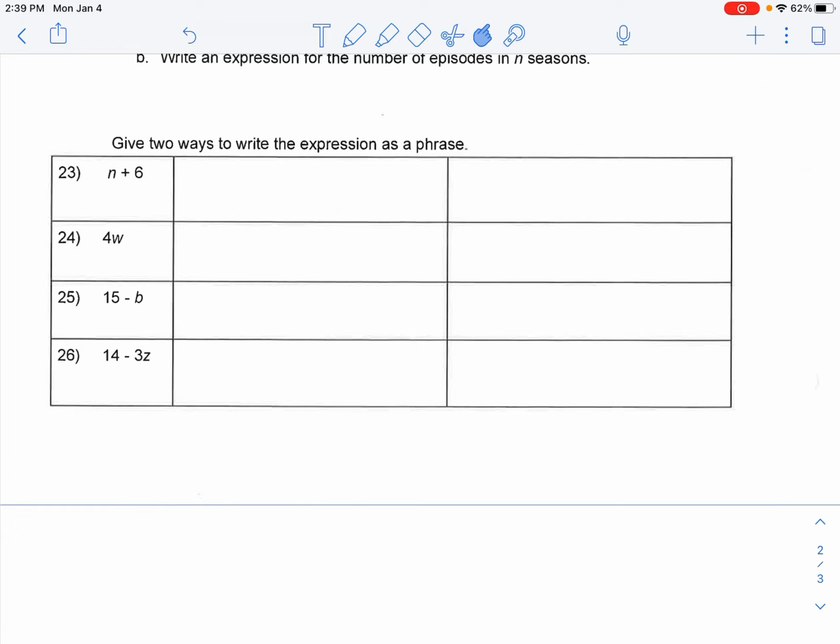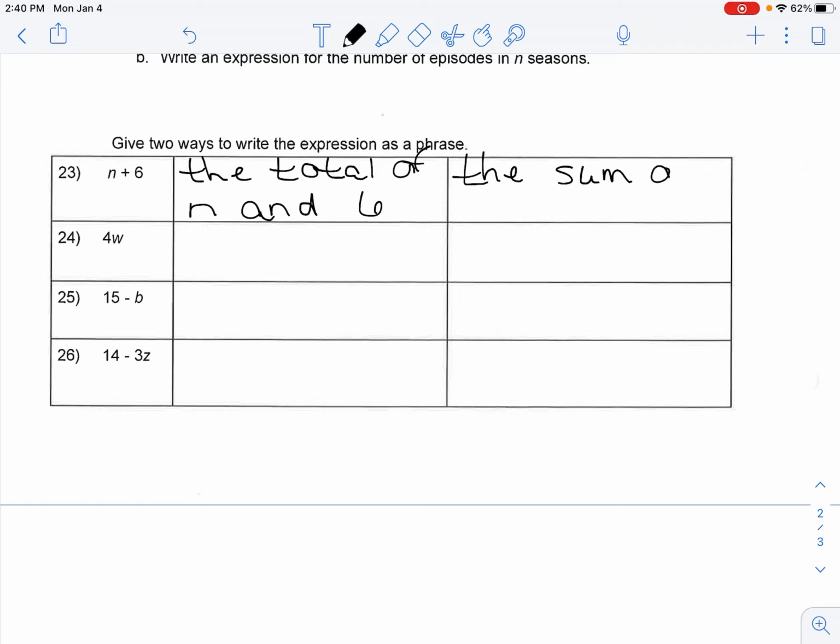So this one we're going to work backwards. Now we've given you the expression, and you're going to use 2 different ways to turn it into words. This is another time that you can use that blue sheet with your clue words. So for the first one, n plus 6, we could say the total of n and 6. The word sum, S-U-M, also means to add. So we could also say the sum of n and 6.